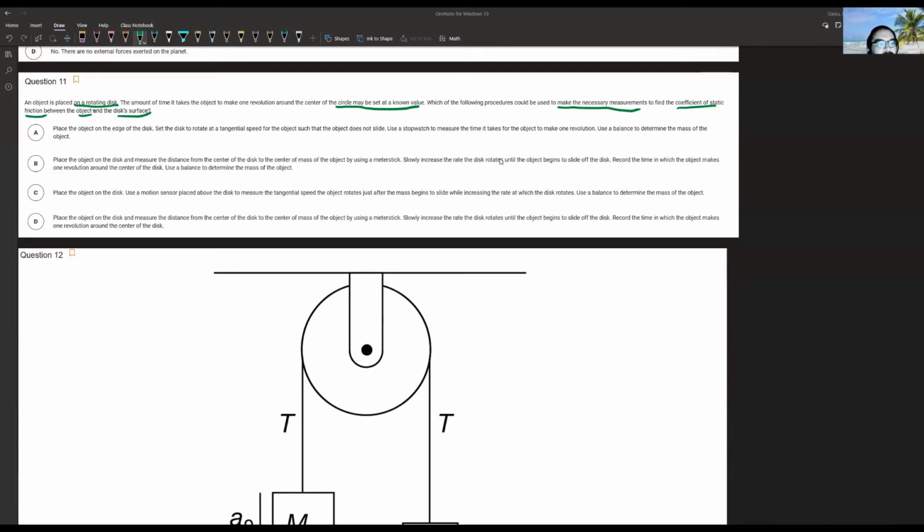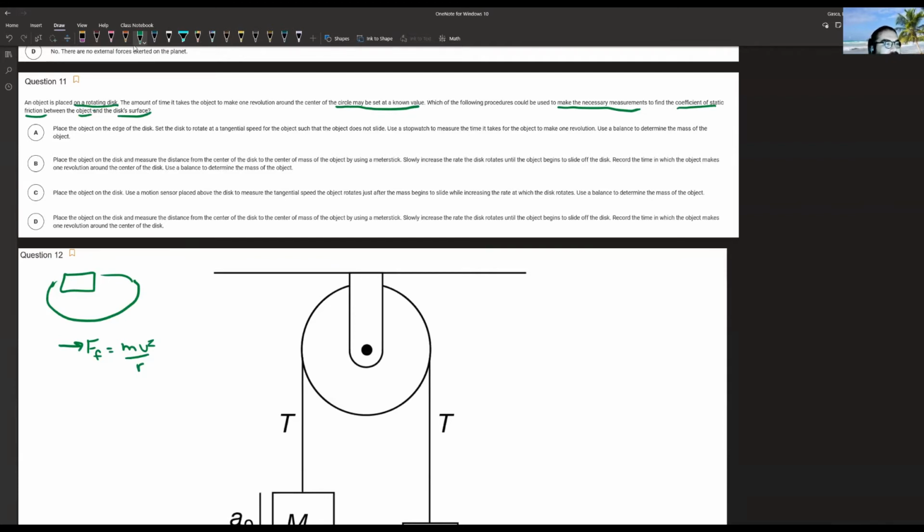So anyways, let's go ahead and take a look at this one here. If we want to find the coefficient of friction, we had a problem like this in one of our warm-ups. If I have some kind of object on a table as it rotates, we've learned that the force of friction is the centripetal force, which we can say is equal to mv squared over r.